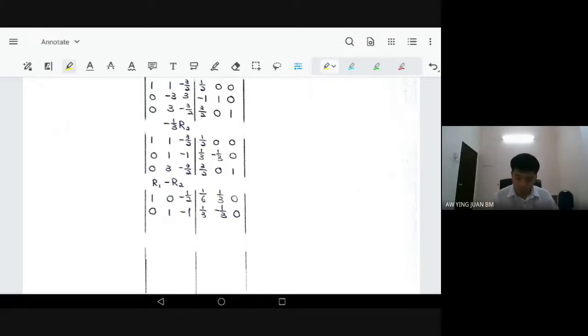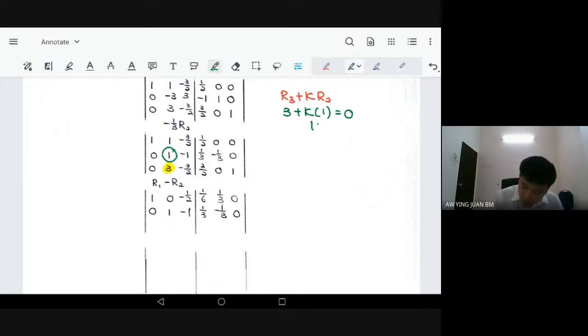Next, what we have to do is to focus on this part. We want to make sure the 3 becomes 0. And then do remember, we must refer to the row 2, because we are located in the second column. So kindly write down the formula. So in here we have row 3 plus K refers to row 2, because located in the second column. So kindly substitute. We have 3 plus the K, then the row 2, which is the 1. The objective is to get 0. So K is equal to negative 3. So kindly substitute the formula.